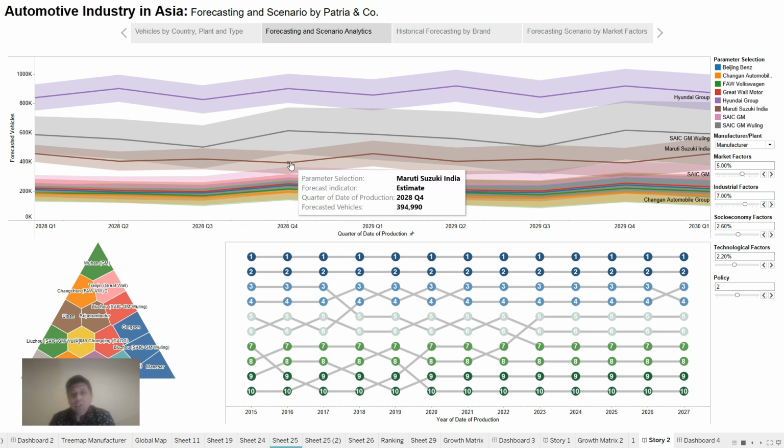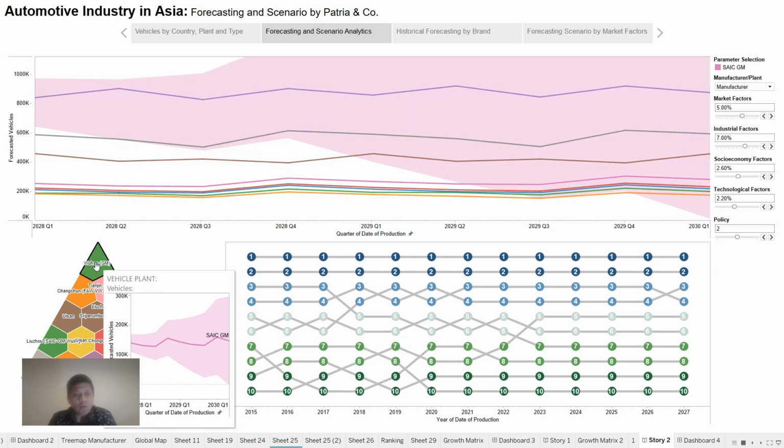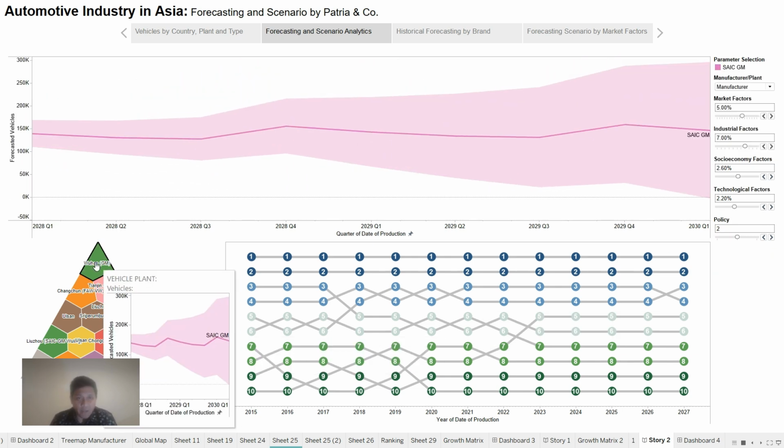So we plot the historical forecasting, and we already include these market factors from industrial, socio-economic, technological, and governmental policy in order to provide a greater understanding of the dynamics in the market. For instance, it allows us to understand the trends in the Wuhan plant, where they produce a stable or even increasing volume.